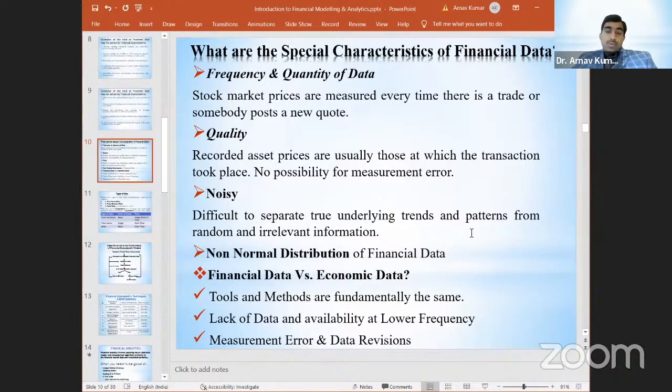So a lot of times questions are raised about how GDP is calculated, how inflation is calculated, and whether those things are reliable or not, especially for countries having opaque systems like China. There is no transparency as to how the data is recorded and reported. So measurement mistakes and revisions are a problem, but that is not a problem in financial data.